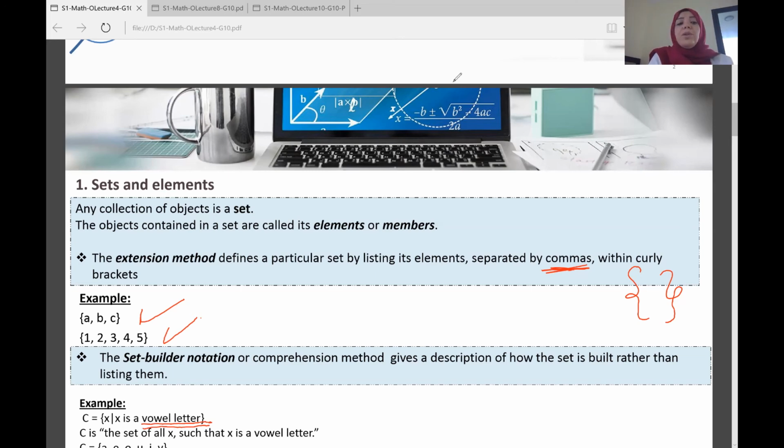If you want to write them in the extension method, you start listing them. So you tell me A, O, E, U, I, and sometimes Y. So these are the elements. But the first method was the set builder notation, where I was just explaining what this set is. So 2 types: the extension method and the set builder notation. Let us now continue.